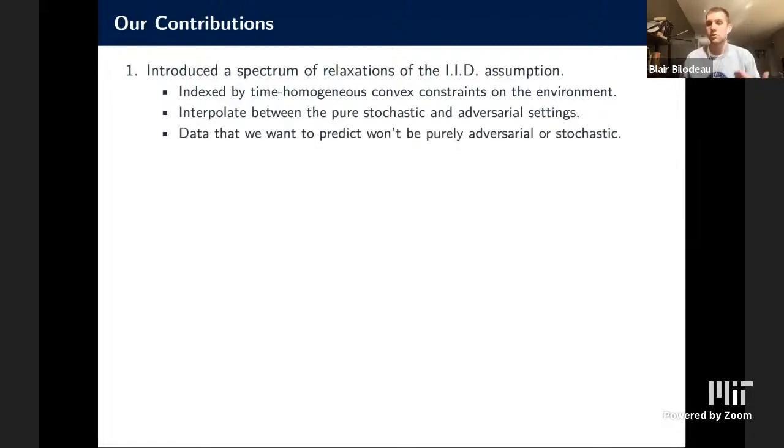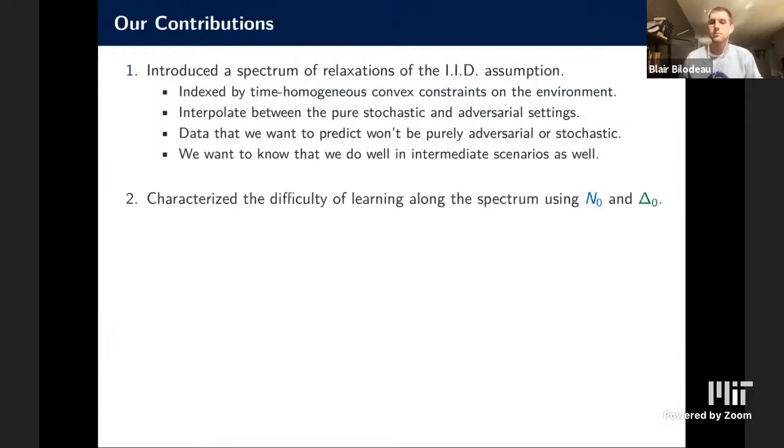because we don't believe that our data is going to be either exactly stochastic. It's too pessimistic to think of it as adversarial. So it's going to be somewhere in between, but we don't want to have to know where it is in between. And so we want to be able to do optimally well, regardless of where it shows up. And then we characterize the difficulty of learning data along this spectrum using two quantities, this number of effective experts, N0, and the effective stochastic gap, delta 0. And so these characterize what these constraints look like.